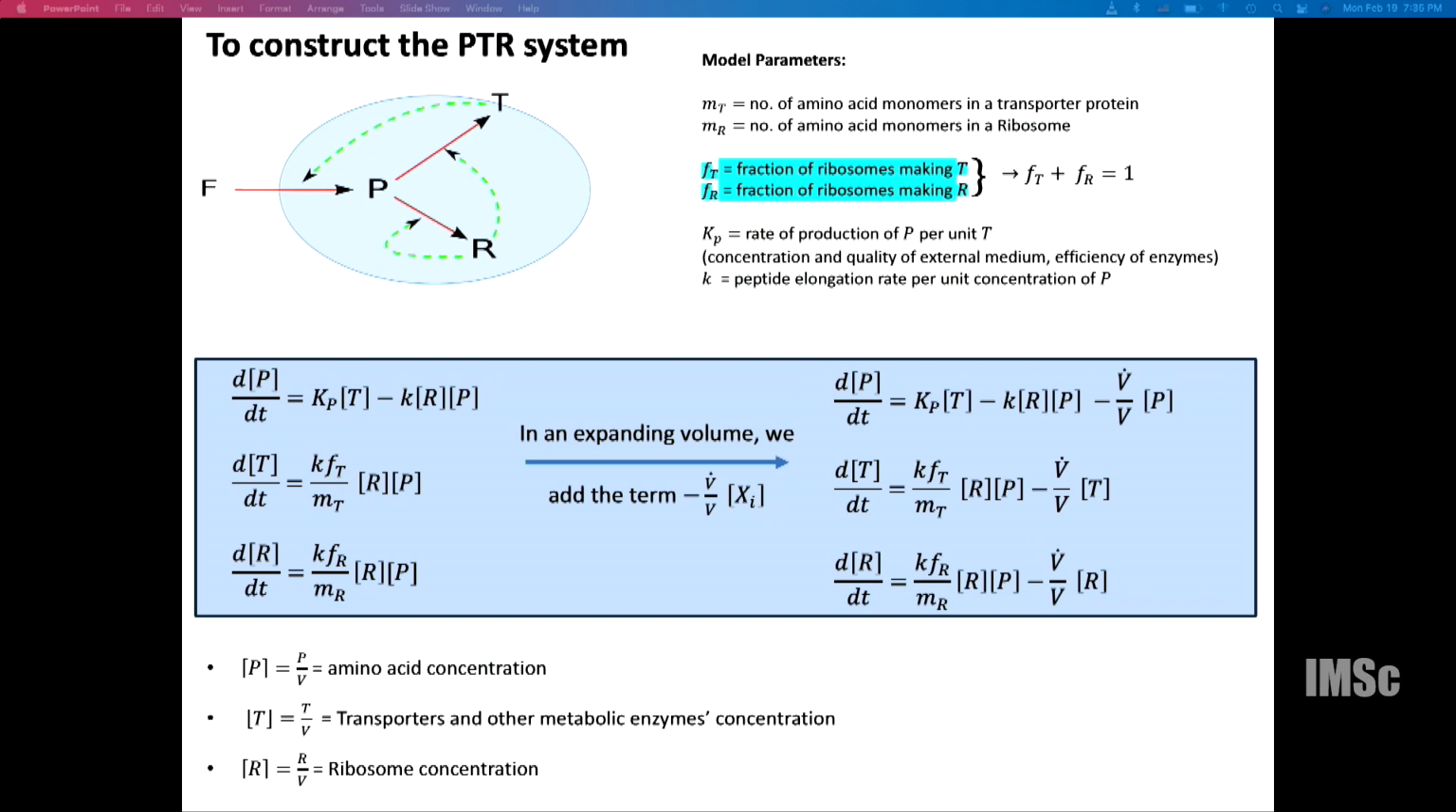So what we must do is, of course, our cell is an expanding cell. The bacterial cell, its size is growing, and these are equations that one would write down in a fixed size container. If you want to write down the same equations in an expanding container, then you have to add this term, minus dV by dt divided by V times xi, to each equation. So we have to add this dilution term, which reduces the concentrations for each equation.